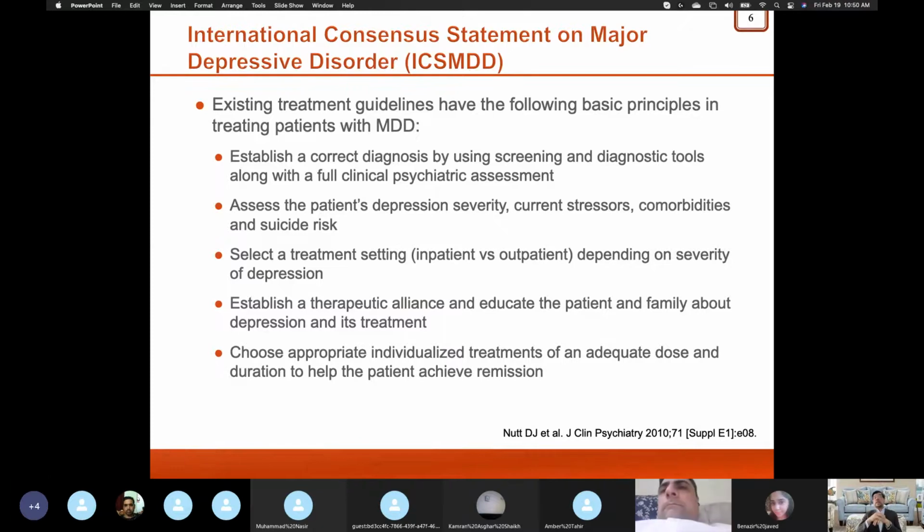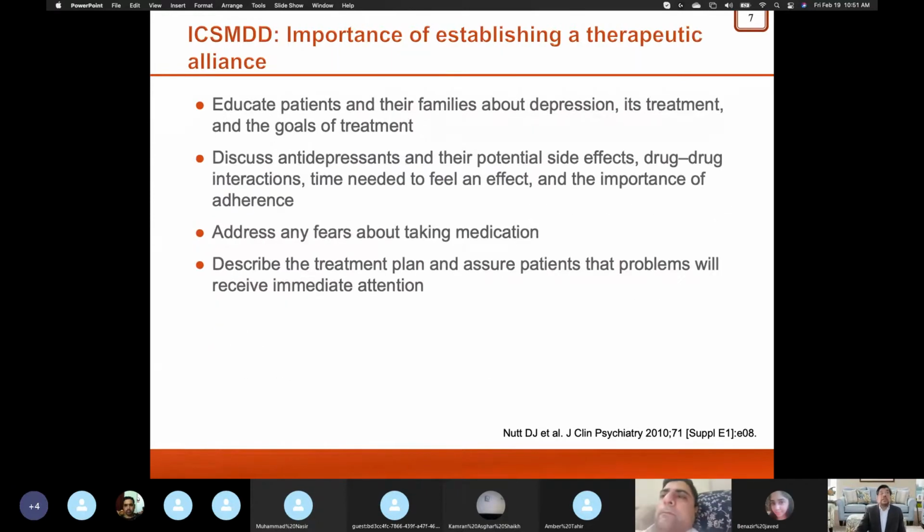Choose appropriate individualized treatment of adequate doses. Again and again the focus is on adequate treatment, adequate doses, and duration to help the patient achieve remission. That is very, very important. And again, these guidelines also say that educating patients and their families about depression, its treatment, and the goals of the treatment is important.